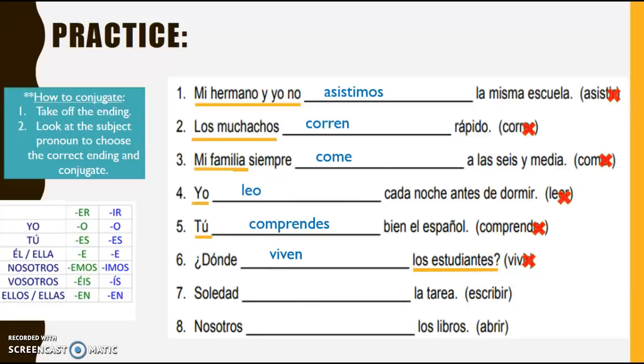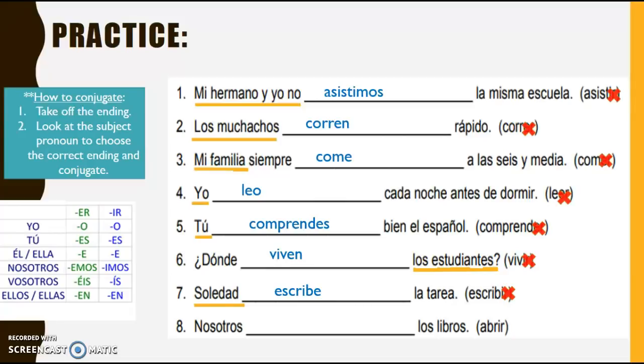Okay, número 7. Soledad blank la tarea. Soledad is a name. So it's a girl. So we will do the ella form. So take a look at your verb. It's escribir. Let's go ahead and take off our IR. Our subject is Soledad, and then we will conjugate that for the she form. So if you look at your chart there, remember ella means she, so we are going to put escribe for our answer. Soledad escribe la tarea.